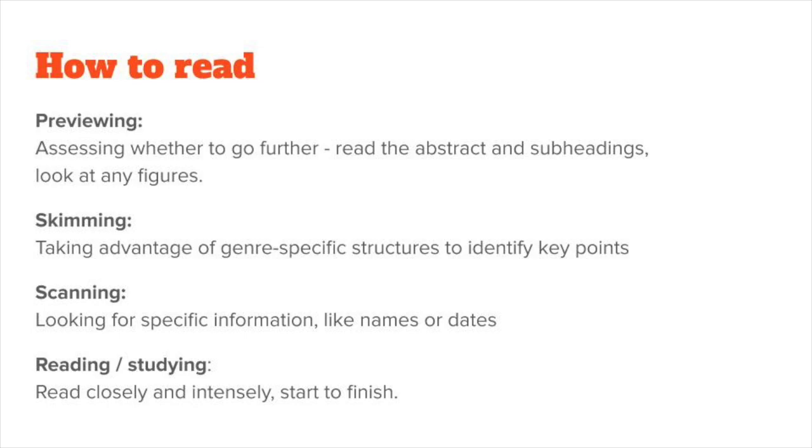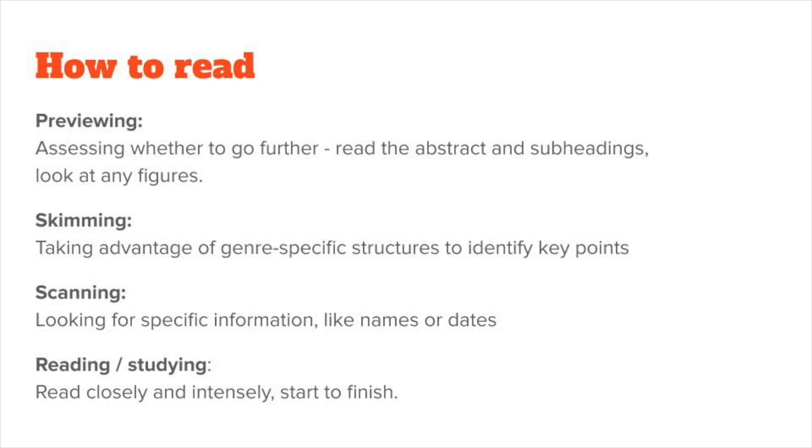So, skimming means that you're taking advantage of genre specific structures to identify key points. So, for example, you've already looked at the abstract and the subheadings when you previewed the source, but every essay in every discipline has its own specific generic features. So, for example, in a science report, you know that all the results and discussion are going to be at the end. And so you can skip directly through to that to look for where those key points are. If you're looking for how someone did something, you know the methodology is going to be in the first half of the paper. So you can spend your time there.